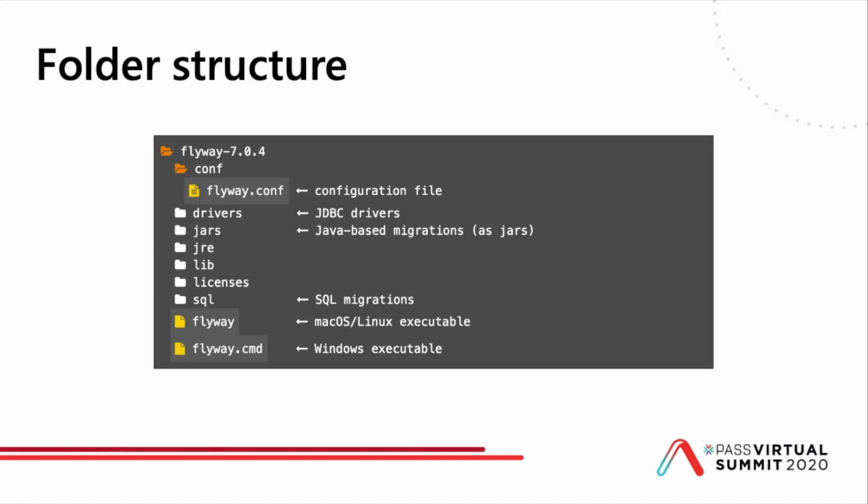Let's have a look at Flyway's folder structure. As we can see, this is quite simple, right? And I would say the most important folder here is the conf, because it will store our configuration file that we will use to put all our settings to connect to our database. Then we have the SQL folder where we'll be storing all our SQL migrations. And in case you want to use Java-based migrations, you will have to use the jars folder.